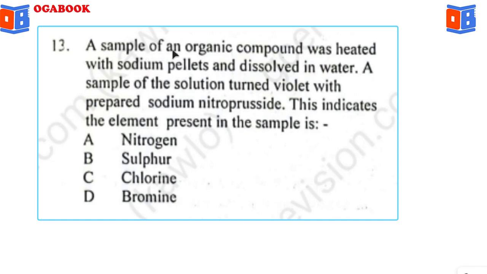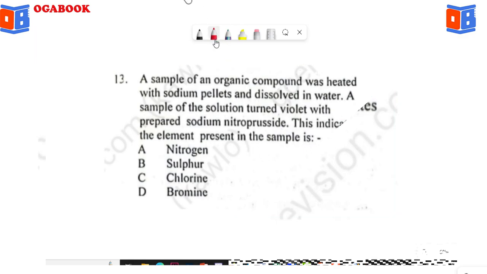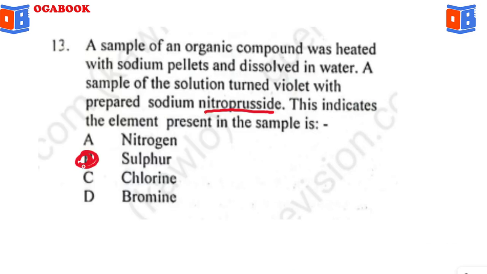Question 13. A sample of an organic compound was heated with sodium pellets and dissolved in water. A sample of the solution turned violet with prepared sodium nitroprusside. This indicates the element present in the sample is. Once we see the presence of nitroprusside, it is a test for sulfur in an organic compound. So sulfur is the element present, which will give a violet complex with nitroprusside, making B our answer.